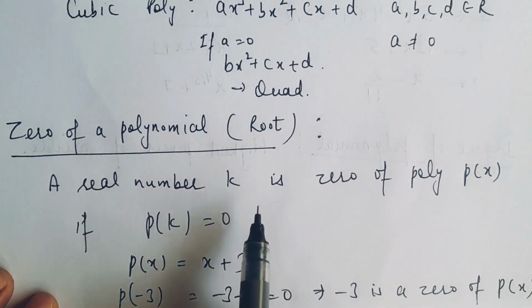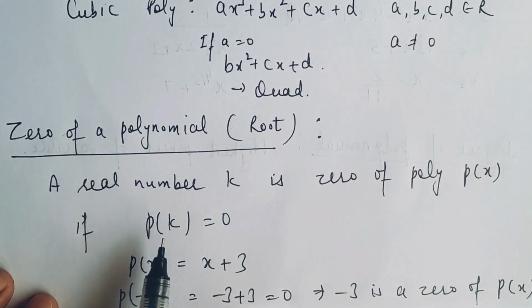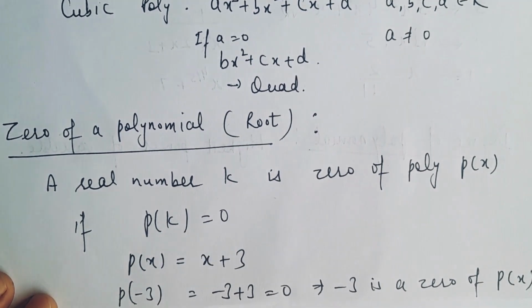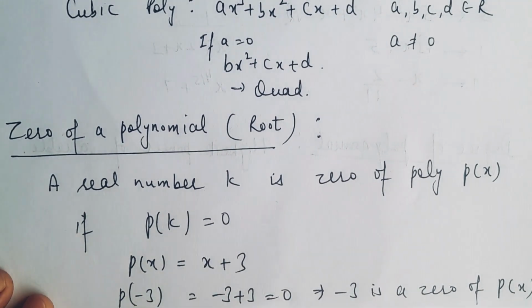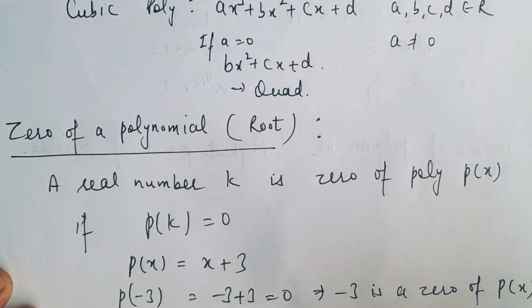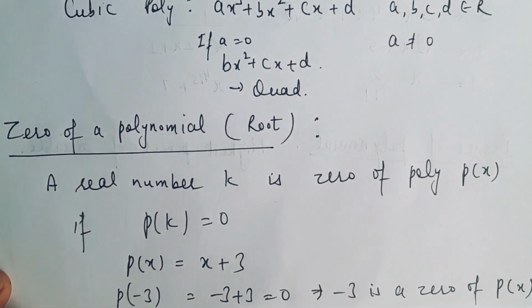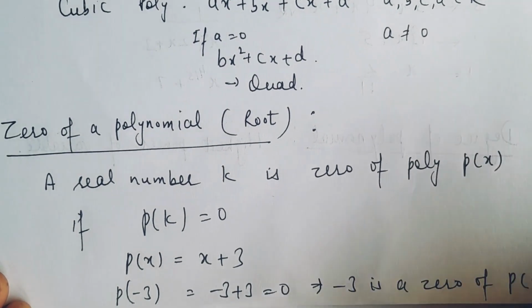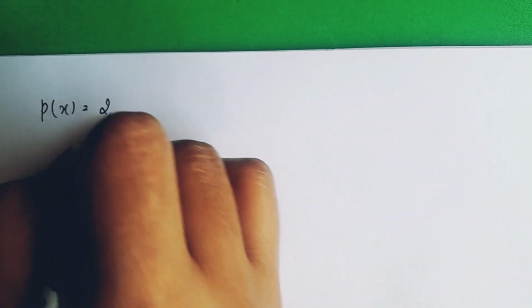So a number k is a zero of the polynomial if we substitute k instead of x and we get 0. So basically the value of the variable that satisfies the polynomial is called the zero of the polynomial. Let me clear this up with two examples. Suppose the polynomial, a linear polynomial, is p(x) equal to 2x plus 5.